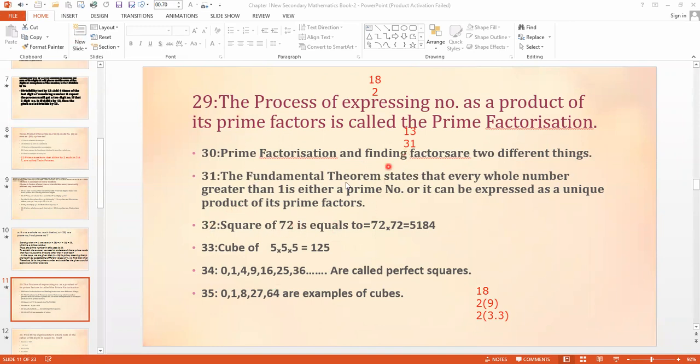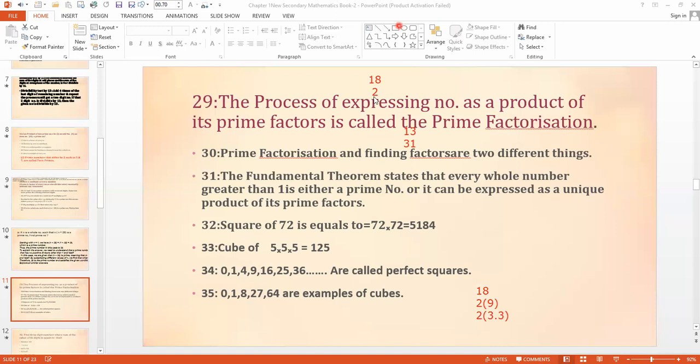Next, the fundamental theorem states that every whole number greater than 1 is either a prime number or it can be expressed as the unique product of its prime factors. What does the fundamental theorem state? It states that all numbers greater than 1 are prime numbers or they are the product of prime factors. And this theorem is called the fundamental theorem.